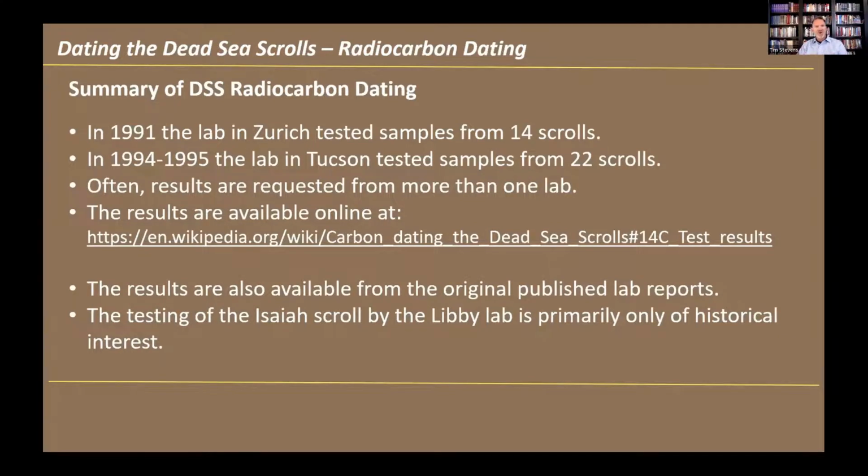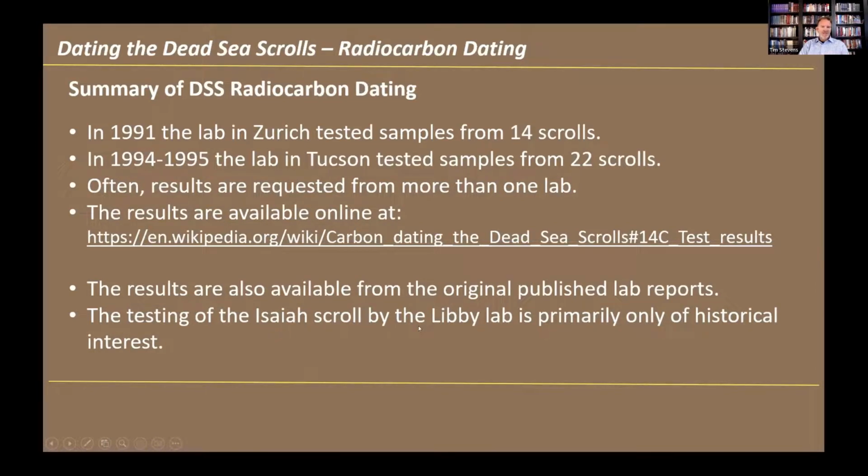So, overall summary of dating the Dead Sea Scrolls with radiocarbon dating. In 1991, the lab in Zurich tested samples from 14 scrolls. In 1994 to 1995, the lab in Tucson tested samples from 22 scrolls. And often the results are requested from more than one lab. And this is again for being scientifically rigorous and have some confirmation from results. And these results, the raw data and also calibrated data, are available online on Wikipedia. But they're also available from original published lab reports.